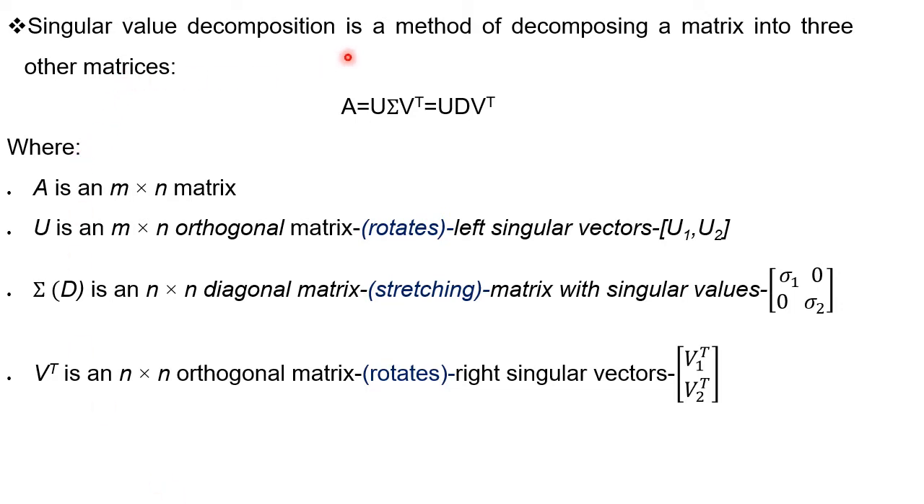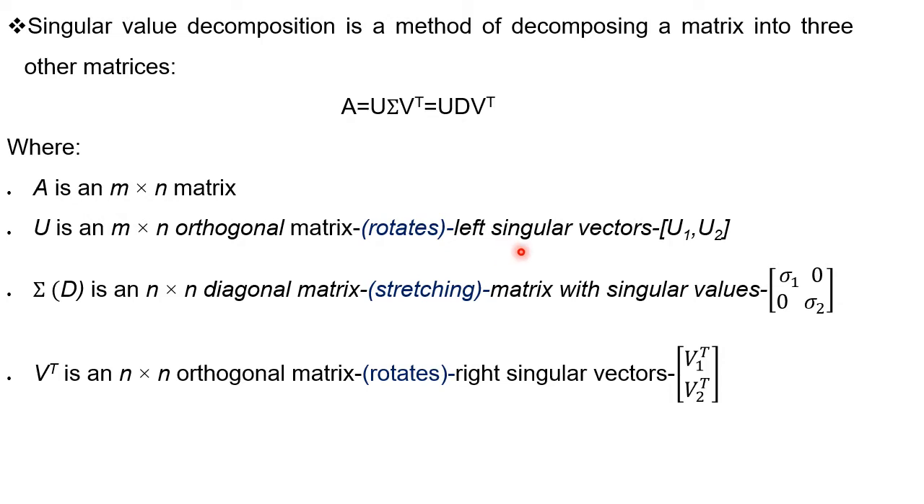Singular value decomposition is a method of decomposing a given matrix, maybe a rectangular matrix, into three other matrices. Let A be the given rectangular matrix having the dimension m cross n. It is split into three other matrices, U, sigma, V transpose, or U, D, V transpose, where U is an m cross n orthogonal matrix which helps in rotating the given vector.